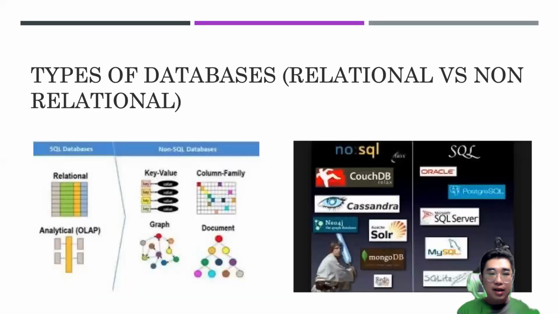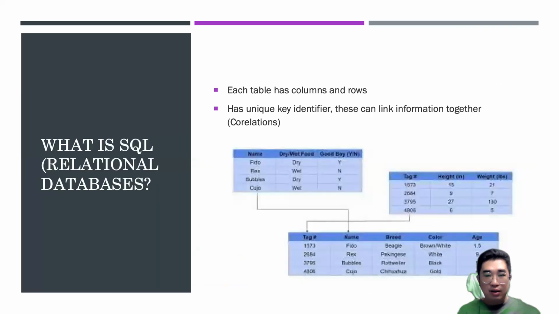Okay, then the next thing you need to know is the types of databases we mentioned quite a few times: relational databases versus non-relational databases. So what are relational databases, and what are non-relational databases? Relational databases, some people call them SQL databases, and non-relational, sometimes we call them non-SQL databases. Put very simply, SQL databases are just tables, and non-SQL databases are any other databases out there. Basically, if it's non-table.